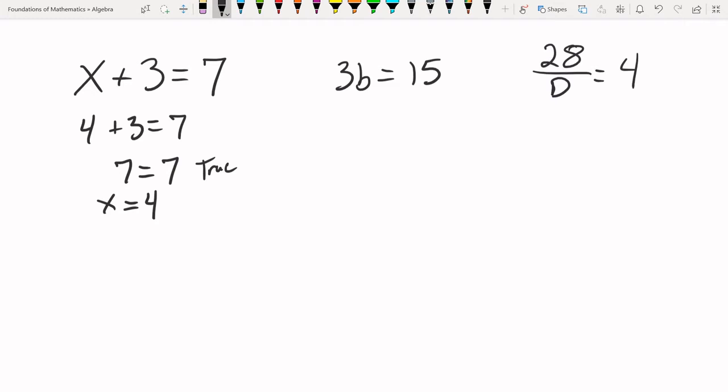And thinking about it, you may find, well, b must equal 5. 3 times 5 is 15, so that's the value that we want to know. And 28 divided by what equals 4? Well, you think about it, d must equal 7 here. In all of these cases, you're just guessing and checking, which works, right? It's good that you can do it that way.